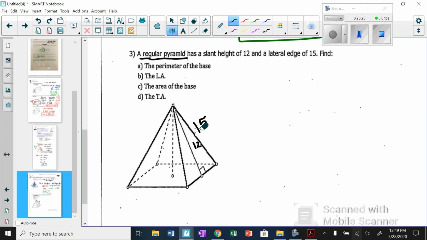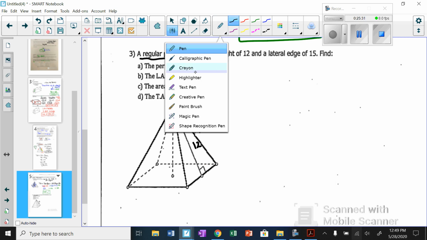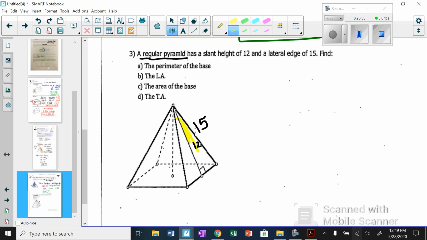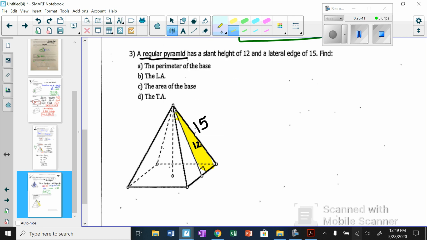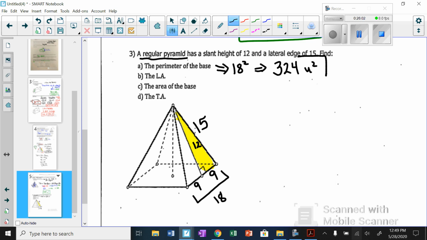Okay, step by step. First, I need to find out what the length of one of the bases is. So right here, this is actually a triple times 3. If you divide by 3, you have a 4 and a 5. So it's a 3, 4, 5 times back by 3. This is 9, which means this is 9, which means one side of the base is 18. Because this is regular, we know the base is a square. So we are 18 squared, which is going to be 324 units squared. So that's the area of the base.